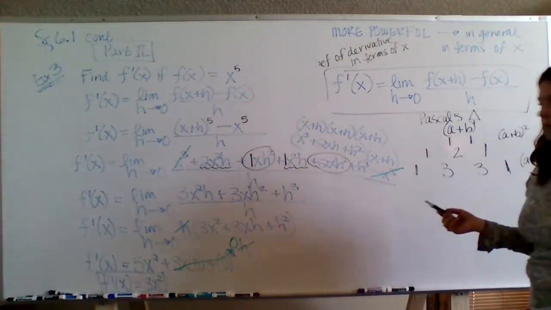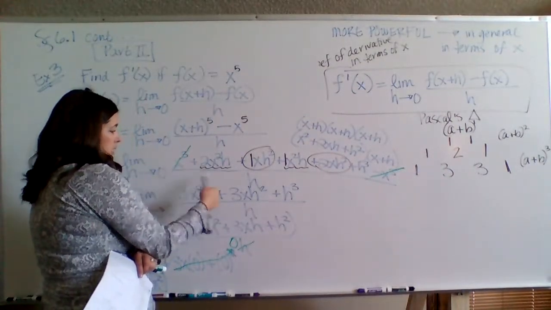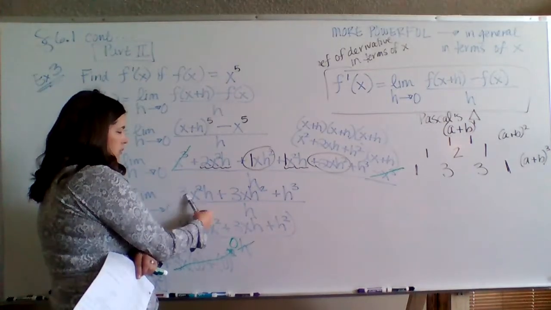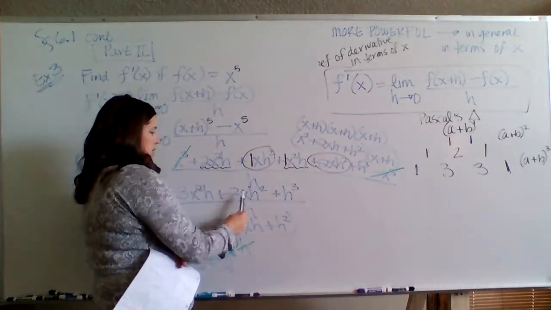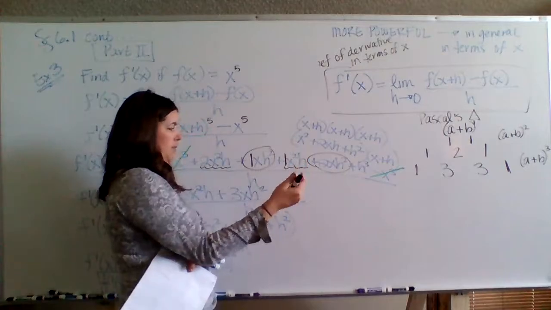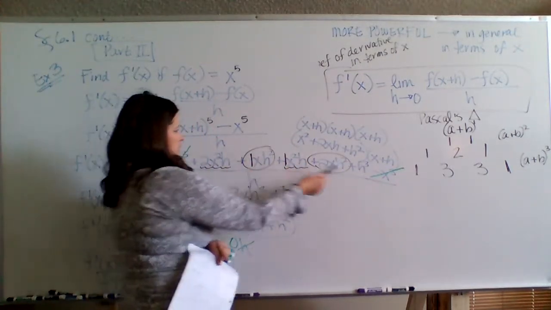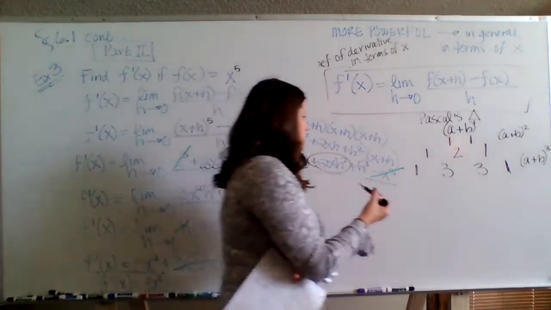And believe it or not, you guys, that's what we got over here. We got a 1x cubed. When we combine like terms, we got a 3x squared h. We got a 3x h squared. So your one variable is going down in power, your other one's going up in power. And we got a 1h cubed. I mean, our x cubes eventually canceled here, but if I would have just combined. Cool. So that's what we got.